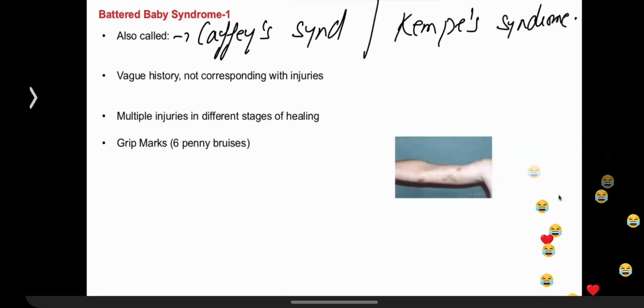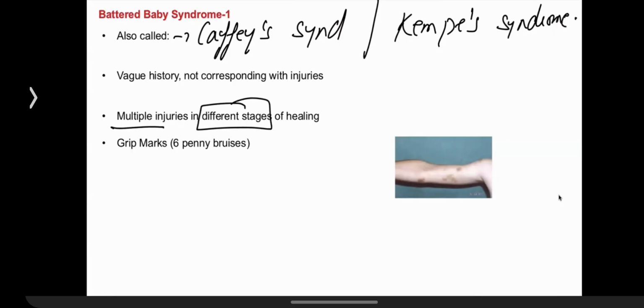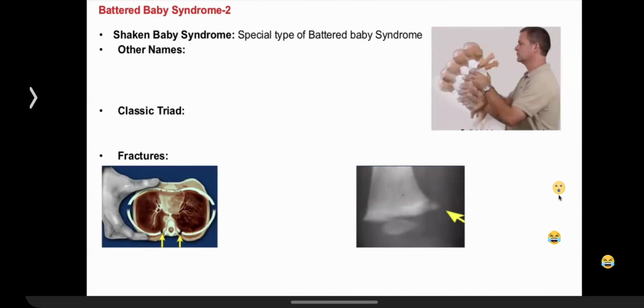What happens is there is a vague history, vague history not corresponding with injuries. The bruise will be 7 days old, but the parents will say he fell today only. There will be multiple injuries in different stages of healing because the child gets beaten up on Monday, Tuesday, Wednesday, Thursday, Friday. So there can be 6 penny bruises like this because of the gripping.